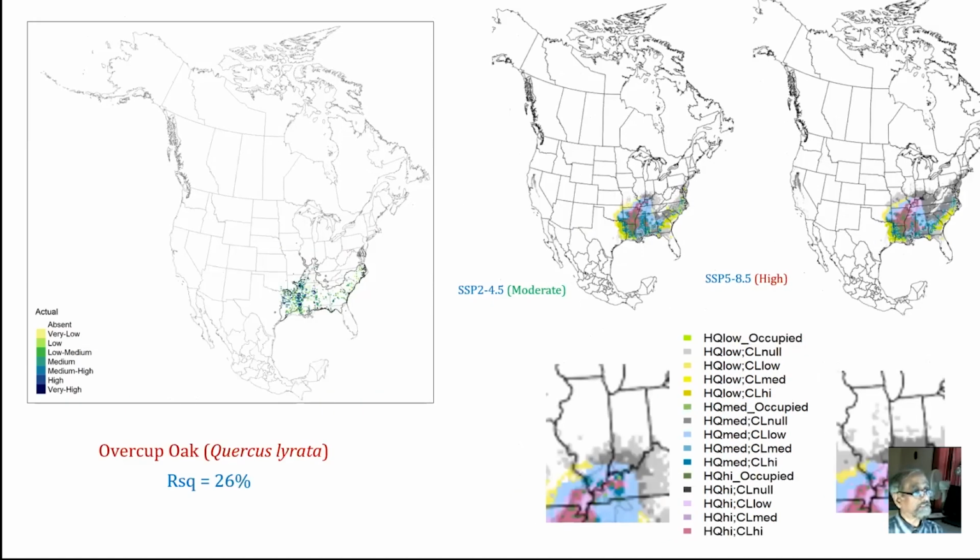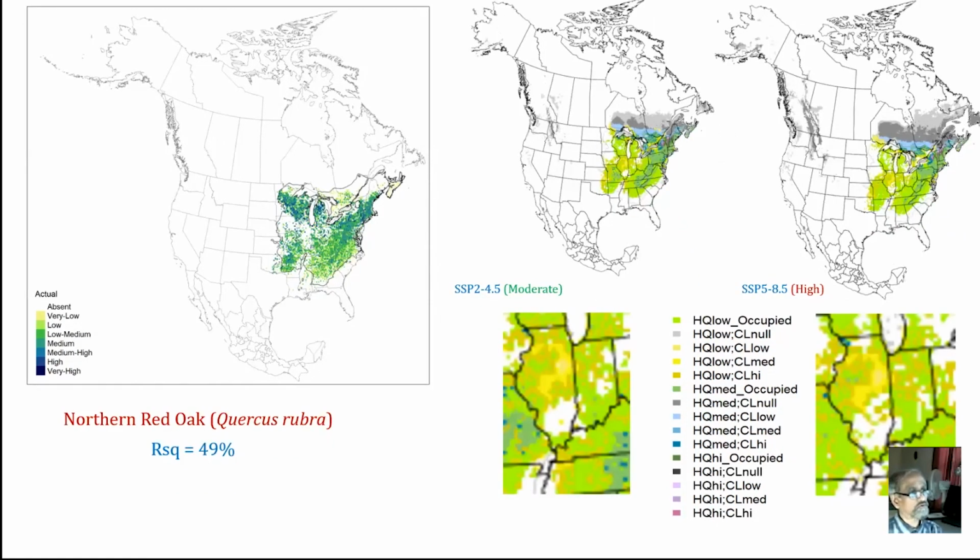And then overcup oak, again, not much at present, but under future scenarios, you start to see some colonization and also some gray, which shows that there will be habitats available that may not be colonized by end of century. And then now moving to the red oak group, we have the northern red oak, and we have quite a bit of northern red oak in Illinois today.